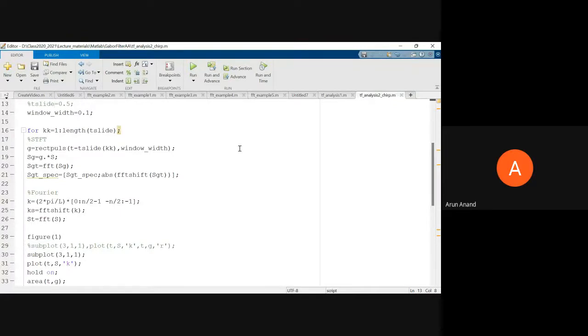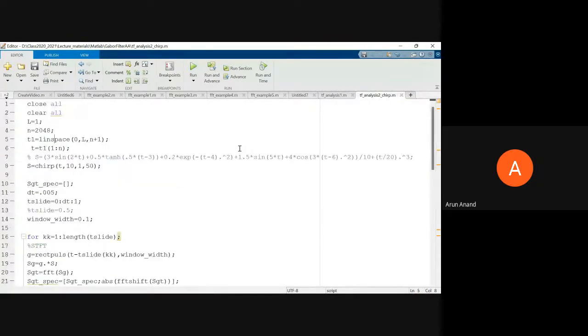So here it is. This is your signal. S is your signal. Then you fix a window width. And then you can create a rectangular pulse of that window width, and this is where it is centered: T minus T slide. T slide goes from 0 to 1 second.